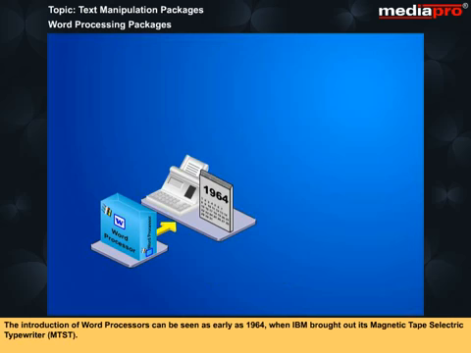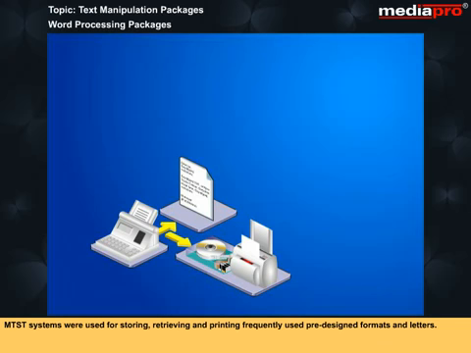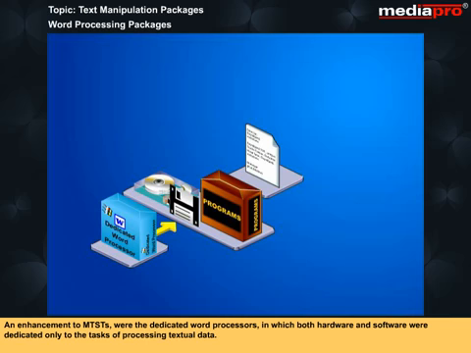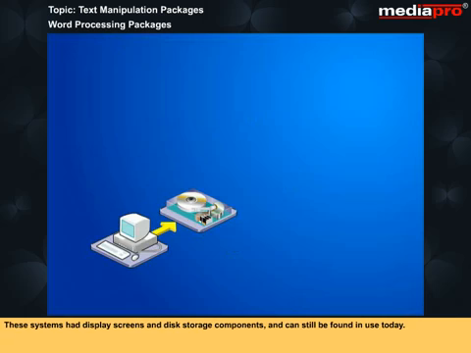The introduction of word processors can be seen as early as 1964 when IBM brought out its magnetic tape selectric typewriter, or MTST. MTST systems were used for storing, retrieving, and printing frequently used pre-designed formats and letters. An enhancement to MTSTs were the dedicated word processors, in which both hardware and software were dedicated only to the tasks of processing textual data. These systems had display screens and disk storage components and can still be found in use today.